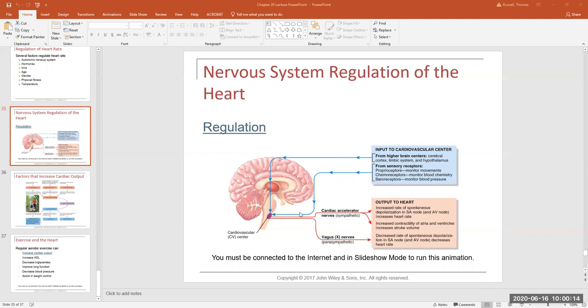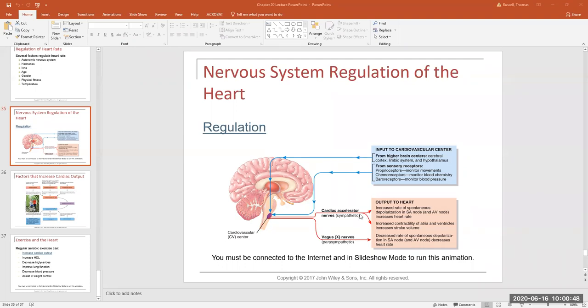In that scenario, the CV center says, yep, we don't have enough oxygen, we have a little bit too much CO2, and we're a little acidic. So what do we need to do? We need to increase cardiac output to increase blood pressure and blood flow around the body so that our muscles can get what they need. We can also send more blood faster to the lungs to get more oxygen faster and get rid of CO2 faster, which is a conversation for the respiratory system. But your respiratory system and cardiovascular system act hand in hand. I just have to teach them separately because they're in two separate chapters.